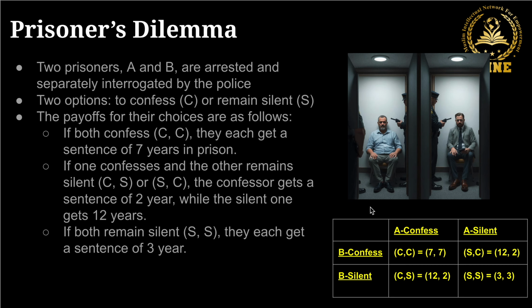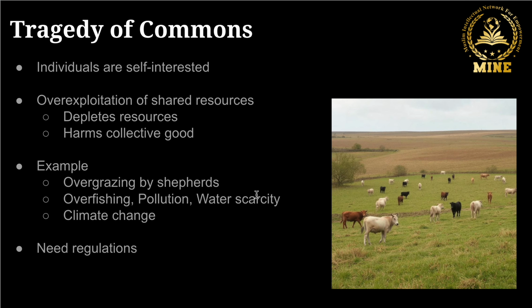And here we are showing the payoff matrix, which is a mathematical concept, and we'll not dwell into it in this presentation. The next scenario is the tragedy of the commons. This scenario depicts the problem of overexploitation of shared resources by self-interested individuals. Overexploitation leads to depletion of resources and harms the collective good of the community. We can see these examples in rural areas, for example, overgrazing of pastures by selfish farmers or overfishing by selfish fishermen.